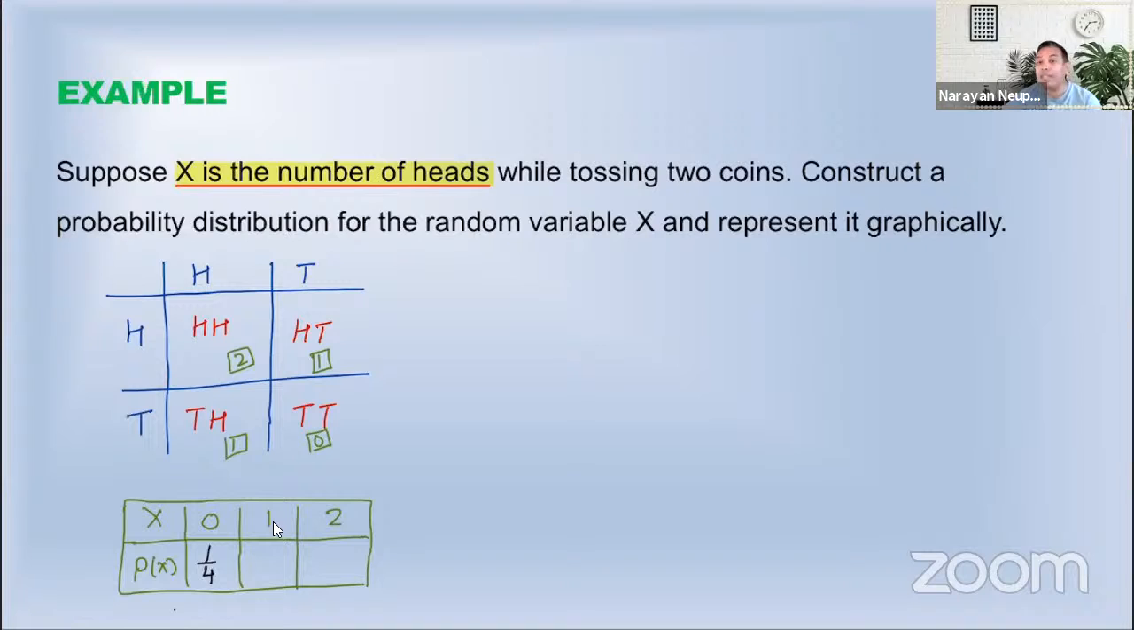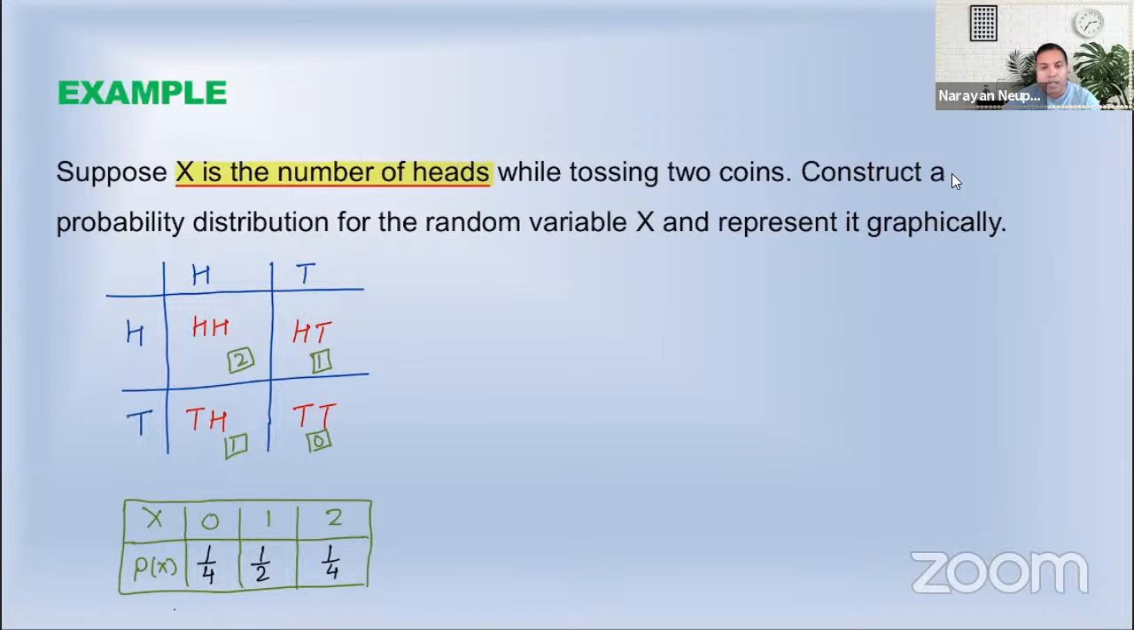Similarly, if you want to see how many times we get 1 hit, we get 1 hit here and 1 hit here. We get 1 hit 2 times. So it is 2 divided by 4, and when you reduce it, that's a half. And then, for 2 hits, or both hits, there is only one case where we get both hits, 1 out of 4. So this is how we can create the probability distribution.